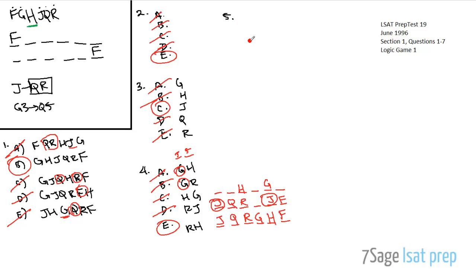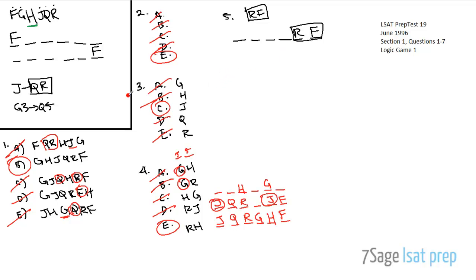Alright, let's keep moving. Question 5. If the inspection of R is scheduled for the day immediately before the inspection of F, which of the following must be true about the schedule? So now we have RF as a block, which means that F's either got to be 1 or 6. Can you put R before F here? No. So it's got to be RF in a block.